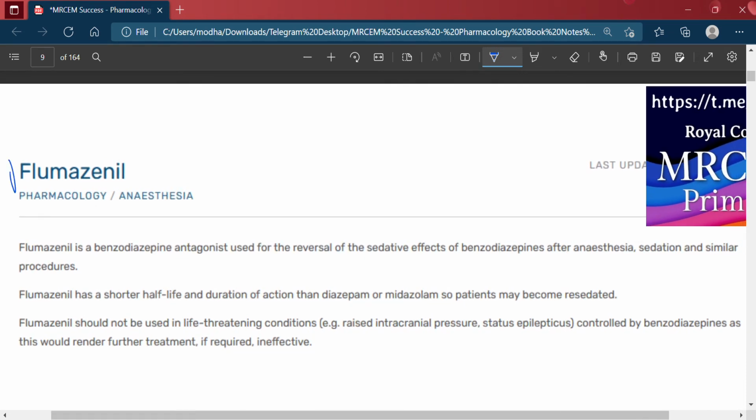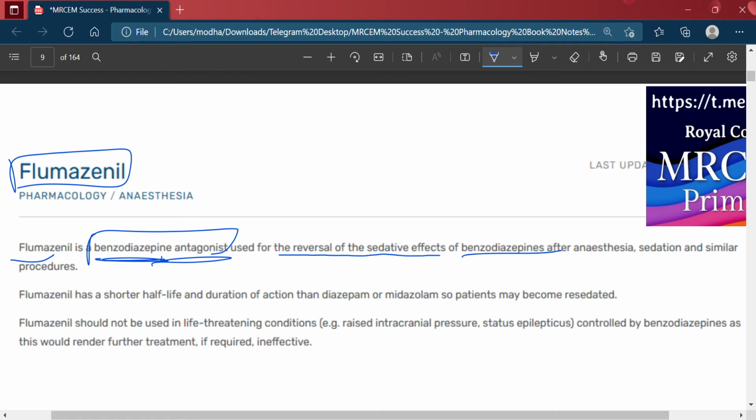So, flumazenil is a benzodiazepine antagonist. As we have seen earlier, flumazenil is used in benzodiazepine toxicity, for the reversal of the sedative effect of benzodiazepines after anesthesia, sedation, and similar procedures.